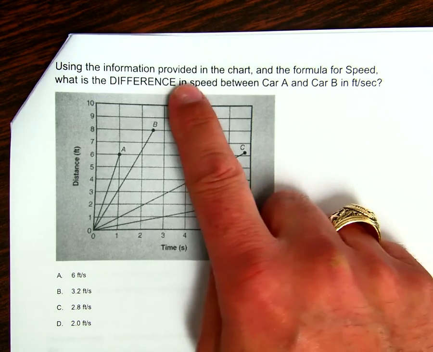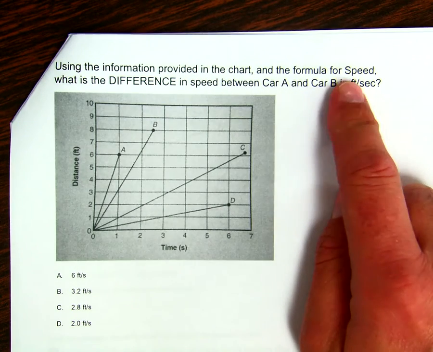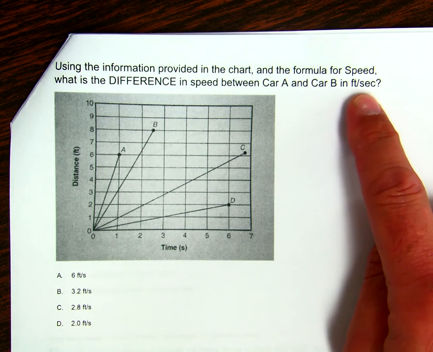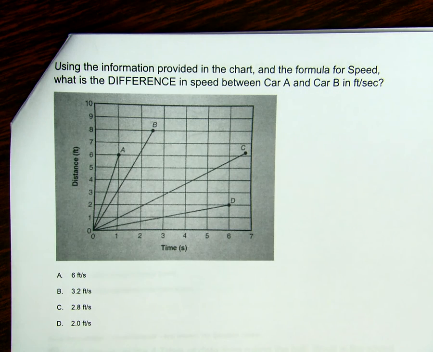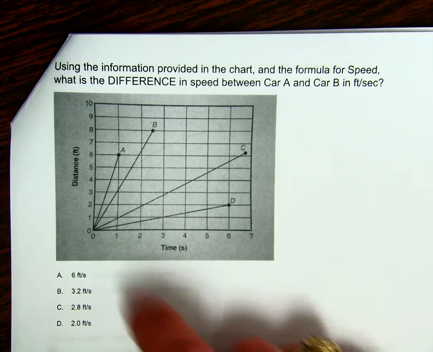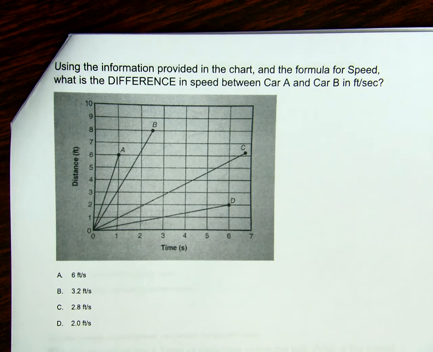Using the information provided in the chart and the formula for speed, what is the difference in speed between car A and car B in feet per second? Make sure you can find car A, and then you'll want to find car B. Calculate the difference in speed.